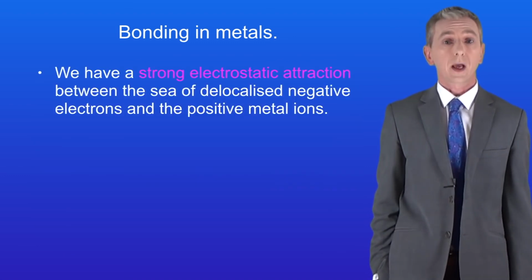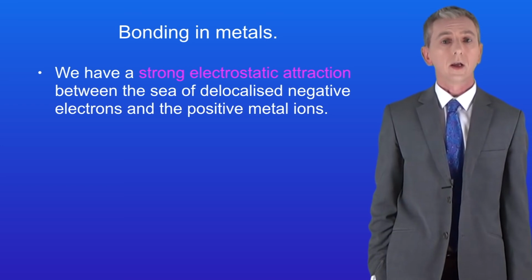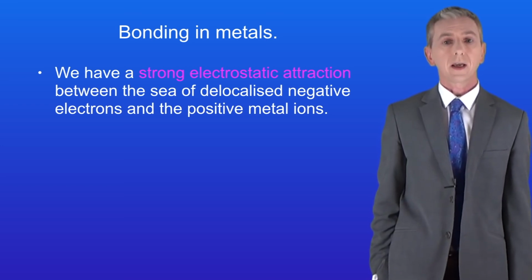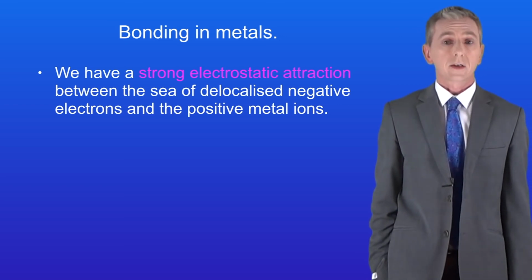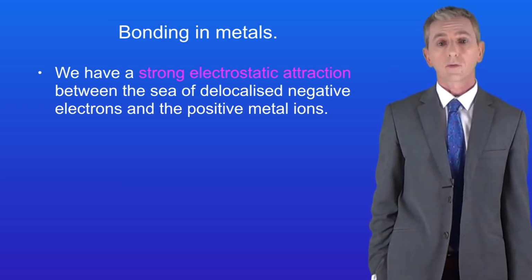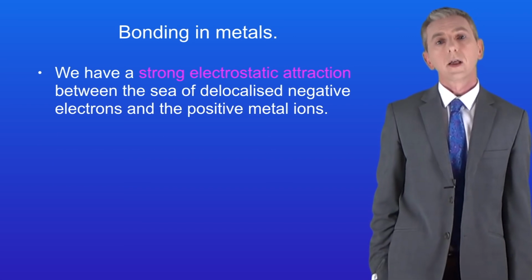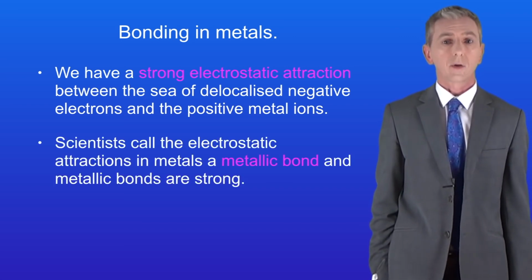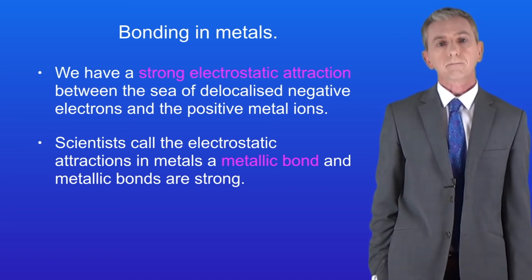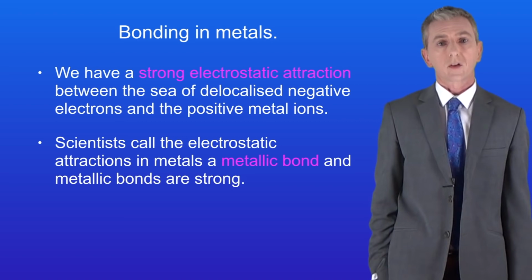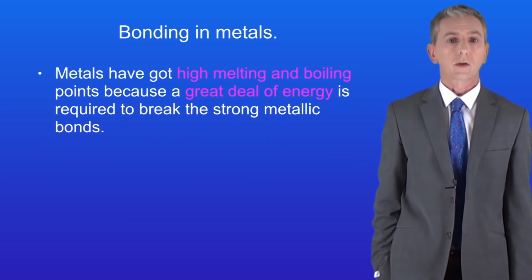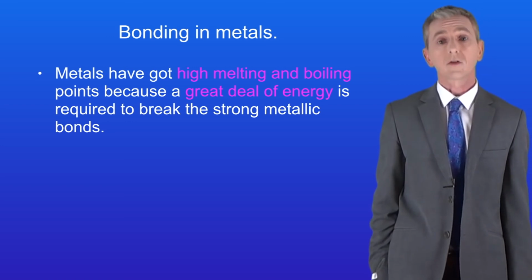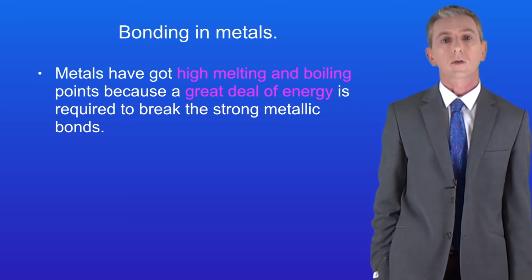So the key fact is that we have a strong electrostatic attraction between the sea of delocalized negative electrons and the positive metal ions. Remember that an electrostatic attraction is an attraction between a positive object and a negative object. Scientists call the electrostatic attractions in metals a metallic bond, and metallic bonds are strong. Now, the strong metallic bonds explain one of the properties of metals, and that is that metals have got high melting and boiling points. That's because a great deal of energy is required to break the strong metallic bonds.